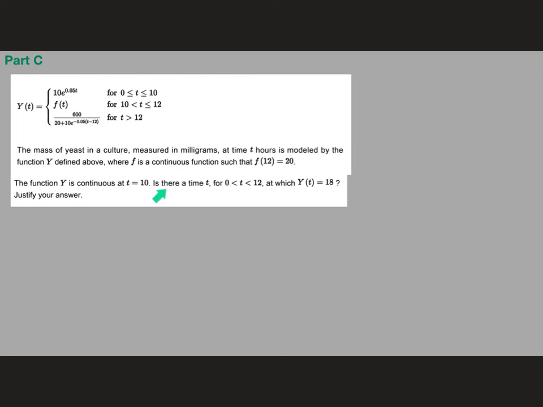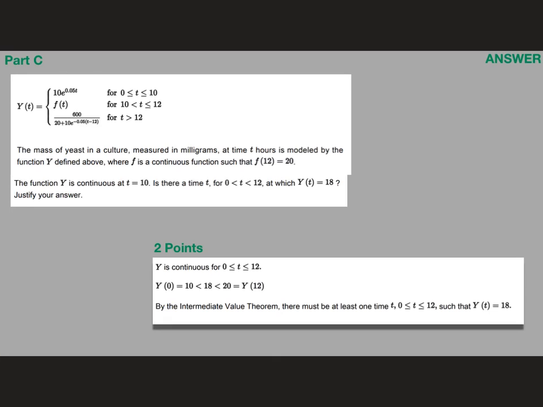That's important because now, from 0 to 12 in a continuous function, you can use the intermediate value theorem to figure out whether or not an output of 18 is possible. The intermediate value theorem says plug in 0 at the start, you'll get a value. Plug in 12 at the end, you'll get a value. So let's find those 2 values. 0 produces an output of 10. 12 produces an output of 20.